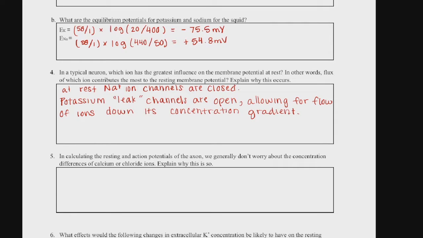All right, number 5. In calculating the resting and action potential of the axon, we generally don't worry about the concentration differences of calcium or chloride ions. Explain why this is so. So the concentration differences are set up by active transport.